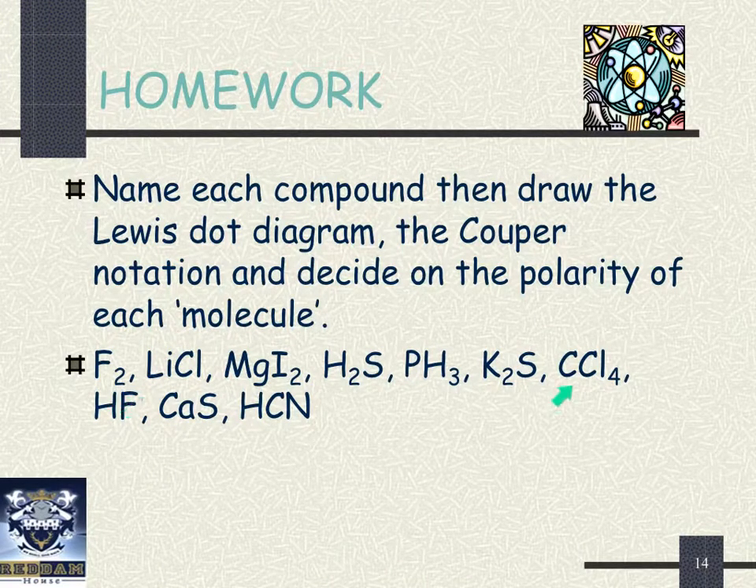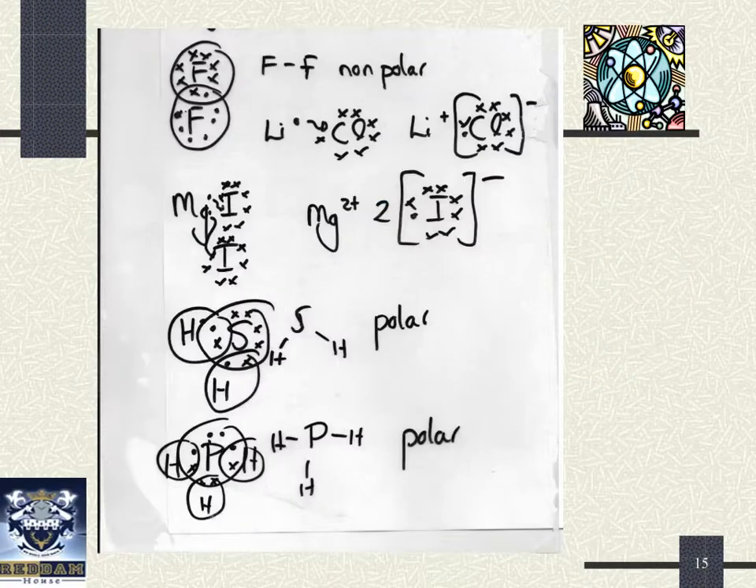Again, going through all of these, we're going to do Lewis dot. Fluorine, it's identical atom, so it's a non-polar molecule. Lithium is a metal, chlorine is a non-metal, transfer the electron. Magnesium is a metal, iodine is a non-metal, transfer the electron. Ionic, ionic. Sulfur and hydrogen, there is an electronegativity difference, you get a polar molecule.